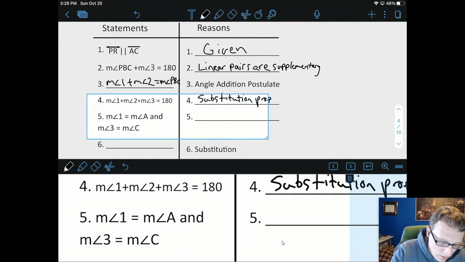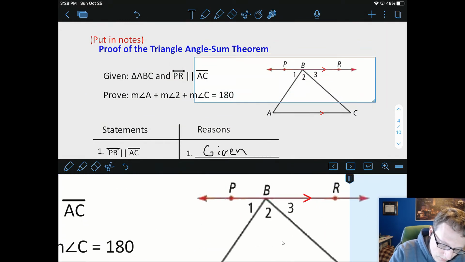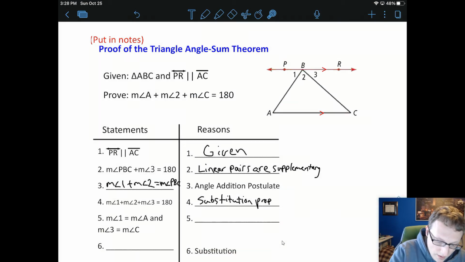The measure of angle 1 up here is equal to the measure of angle A. Well, you ask yourself, what type of angles are those? The same goes for angle 3 and angle C down here. We have parallel lines and a transversal. They're on opposite sides of the transversal and in between the two parallel lines. So those are alternate interior angles. And we know that alternate interior angles have to be congruent. So we can just say the AIA theorem.